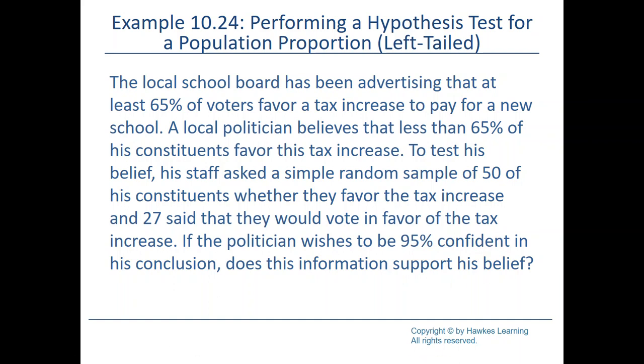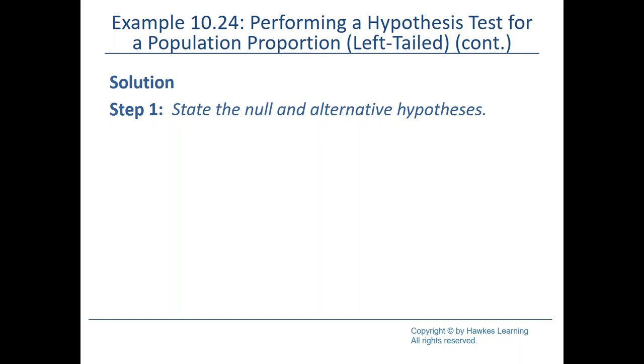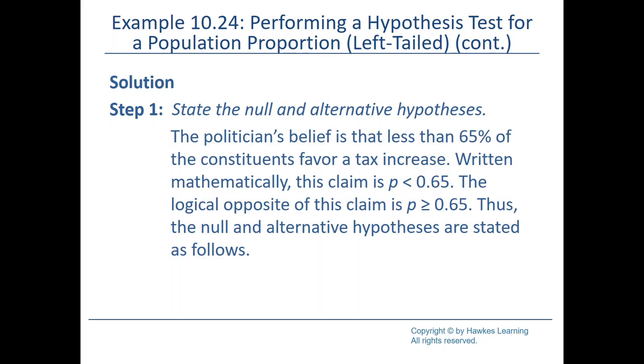So the first thing we know is that we are able to see a hypothesis test. Does this information support his claim or his belief? That is a hypothesis test question. So step 1, state the null and alternative hypothesis. In our case here, the politician's belief is less than 65%. So ladies and gentlemen, that is your research hypothesis, and again, we're talking about a proportion. So we're going to say p is less than 0.65. And the logical opposite of that is that p is greater than or equal to 0.65.